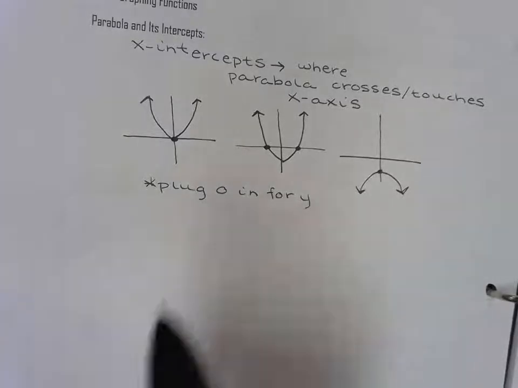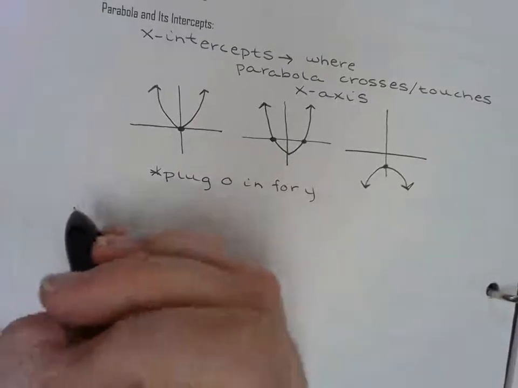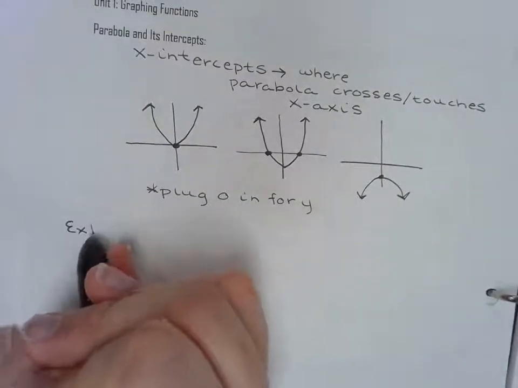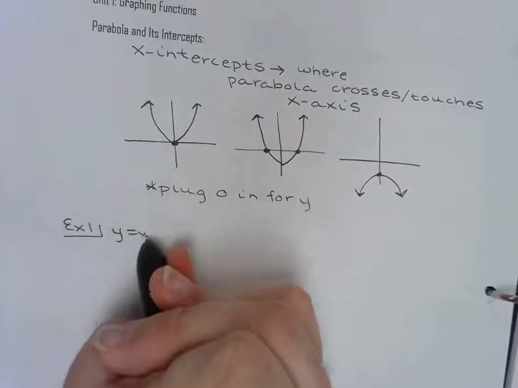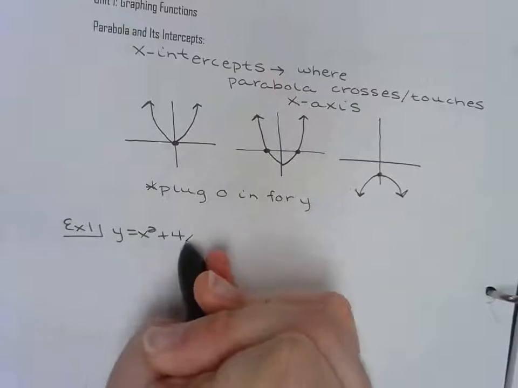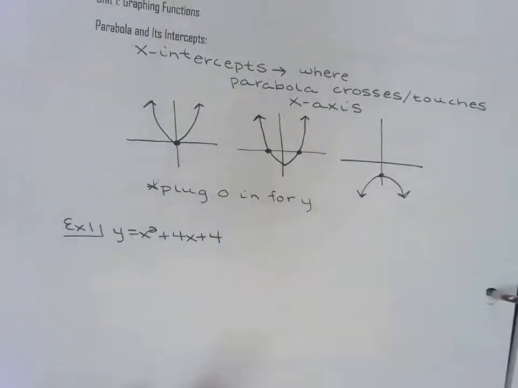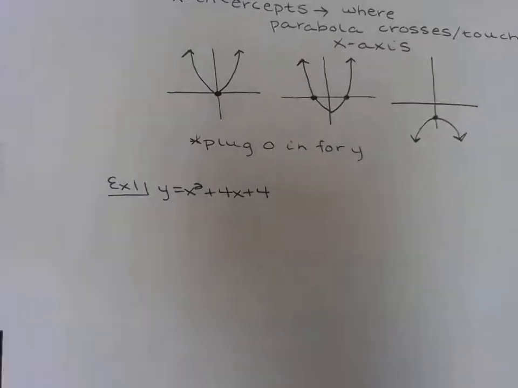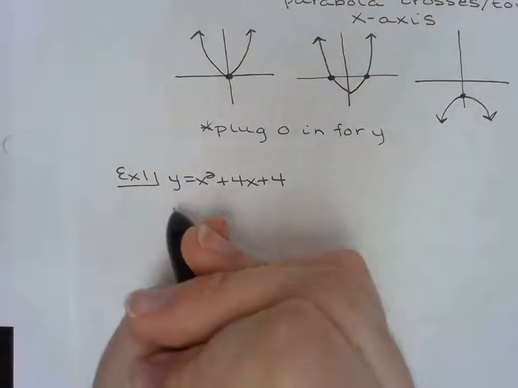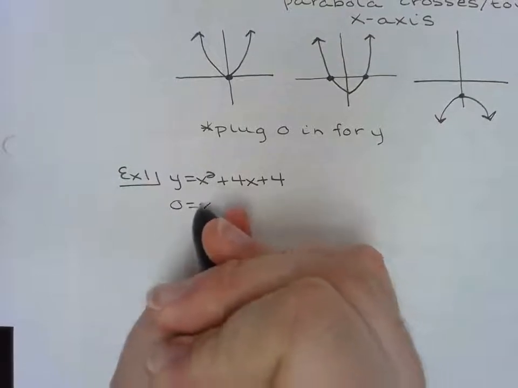Okay, so let's look at finding a couple x-intercepts. Let's look at this one. We have y equals x squared plus 4x plus 4. And I want to find the x-intercepts of this. It's going to say find the x-intercepts and then sketch a graph. Sketching a graph is just what we did on Monday, so that's nothing different. But the x-intercepts help you with sketching the graph. So if I want to find the x-intercept, I plug 0 in for y.